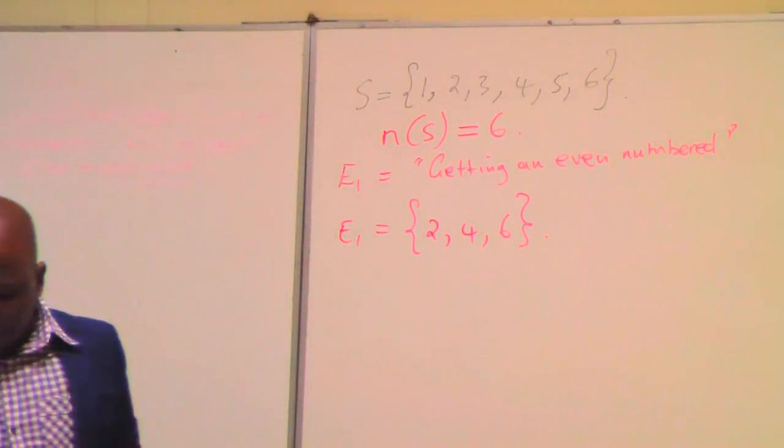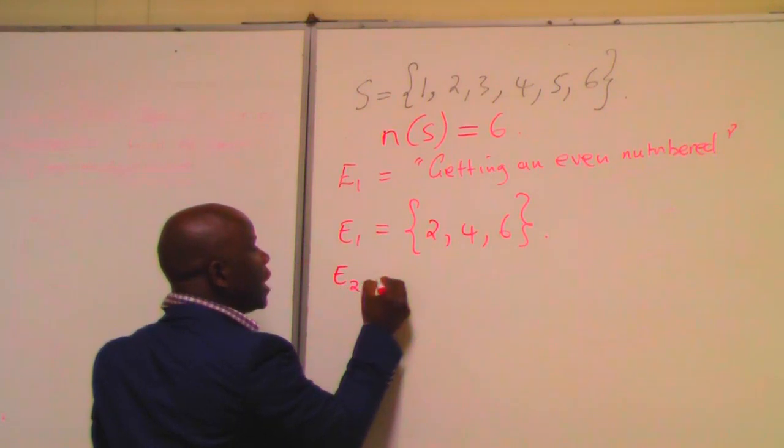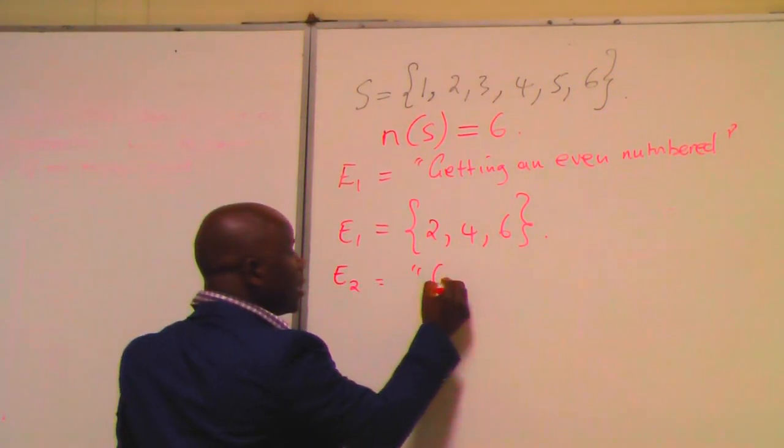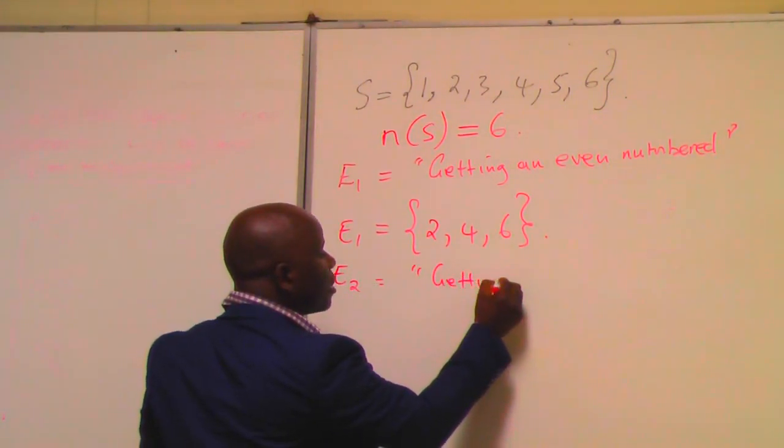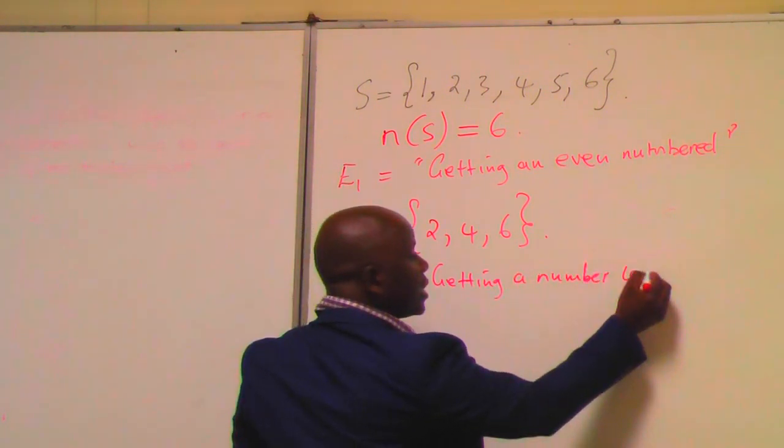Now, let's define event E2 as getting a number less than 4.